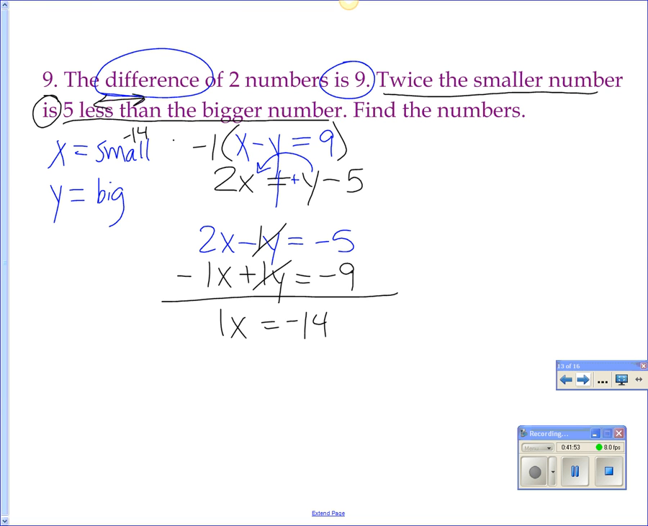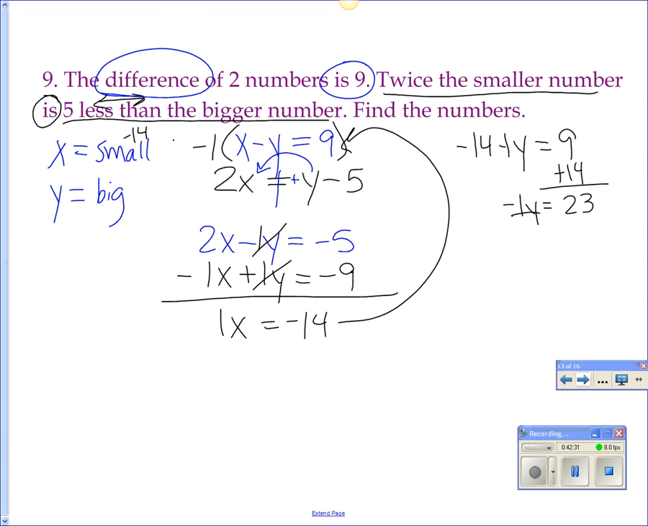Thank you. And I have to plug it back in. Hallie, where do you want to plug it back into? Right here or right there? This one? Okay, that would work. I'm going to do the top one just because it looks easier to me. So x is negative 14 minus y equals 9. What happens there? What do you do? Add your 14. That gives you 3. And you got negative 1y. What do you have to do last? Negative 23.